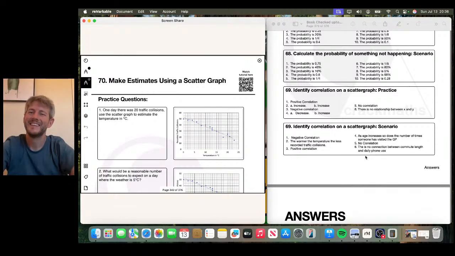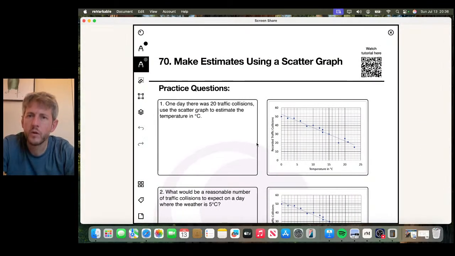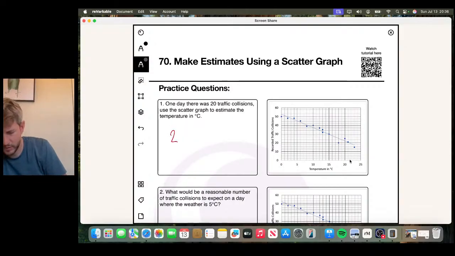Topic 70. Yay. Right. Okay. Here we go. One day there was 20 traffic collisions. Use the scatter graph to estimate the temperature in degrees Celsius. Okay, so 20 traffic collisions was here. If we read over to the graph, this looks to me like it would be 21.5 degrees.